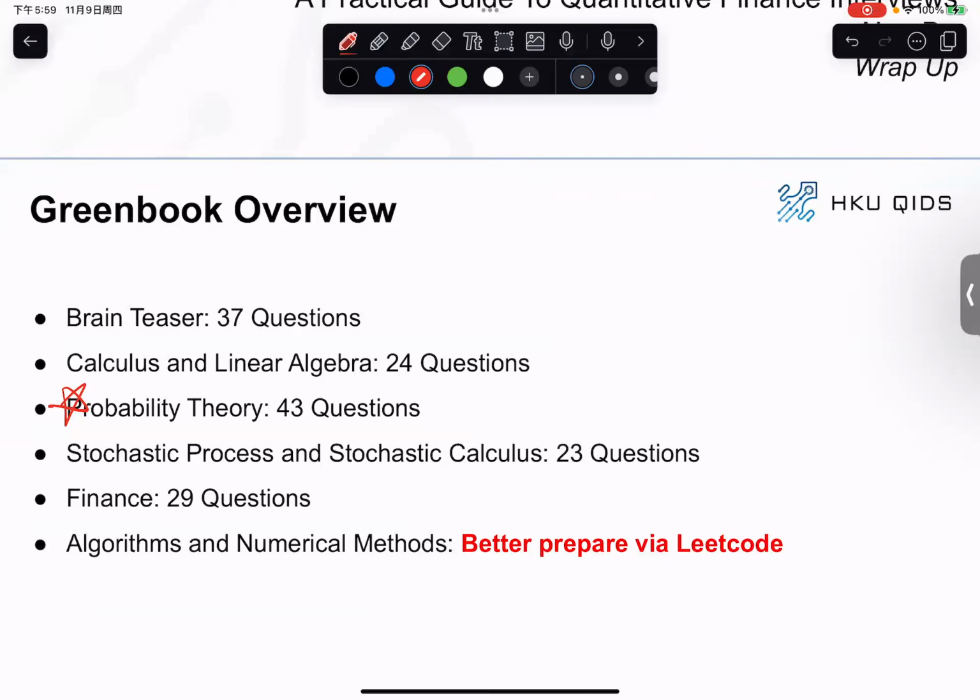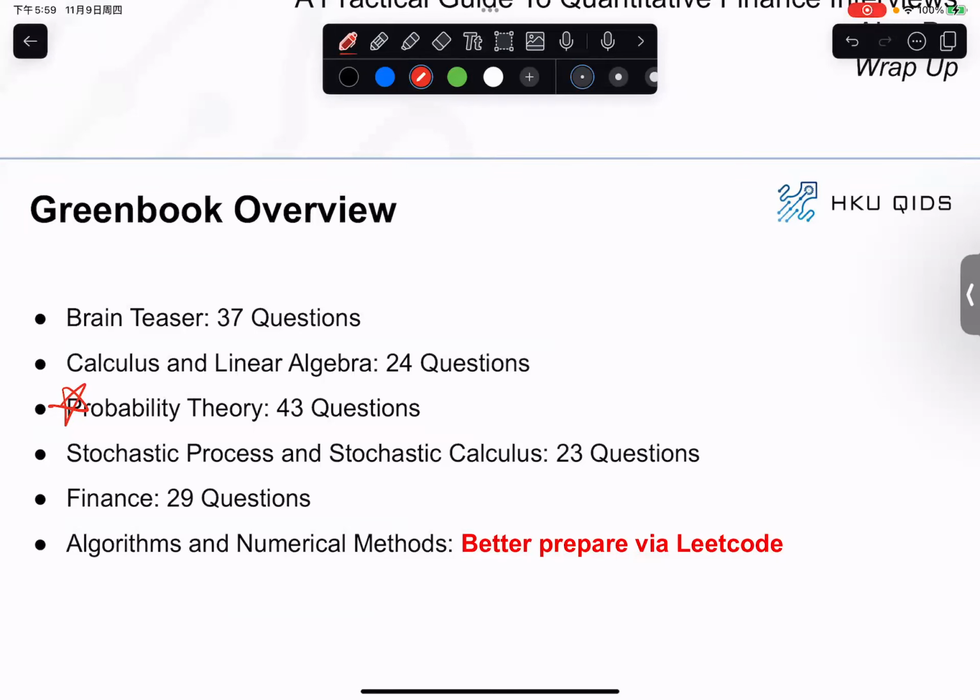And next, we have stochastic processes and stochastic calculus. I think if you are an undergraduate student, this will probably be the weakest part, but it is going to be checked frequently for sell-side quant roles at all those large investment banks, like Goldman Sachs, JP Morgan, all the way to UBS or Credit Suisse. It contains 33 questions. It's going to be a good basic walkthrough for you if you haven't learned anything about that. And last but not least, we have finance, which is just a walkthrough.